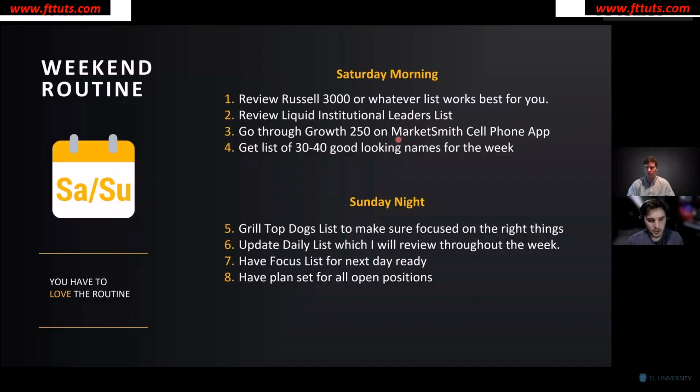And how long does this usually take you? So again, I'm not doing this as much anymore. If you're starting out, you should be doing this every weekend, no doubt about it. It's such an important exercise. But this probably takes me about an hour. I'm usually doing this part, the Growth 250, in the car.